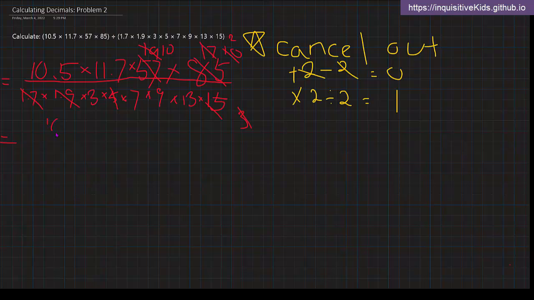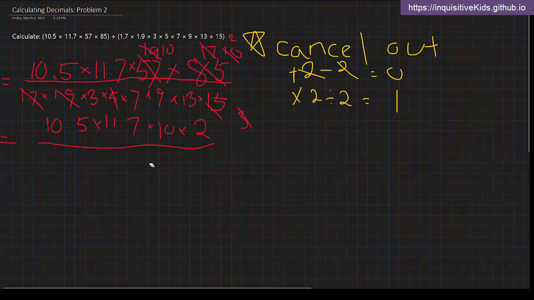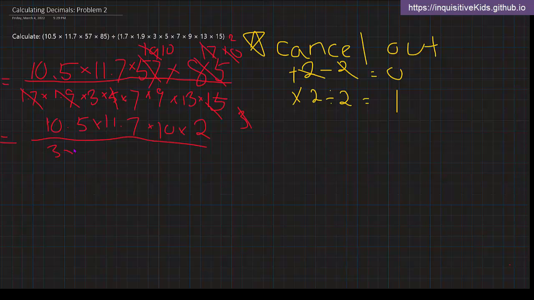So 10.5 times 11.7 times 10 times 2 right here. And then here we have 3 times 7 times 9 times 13.